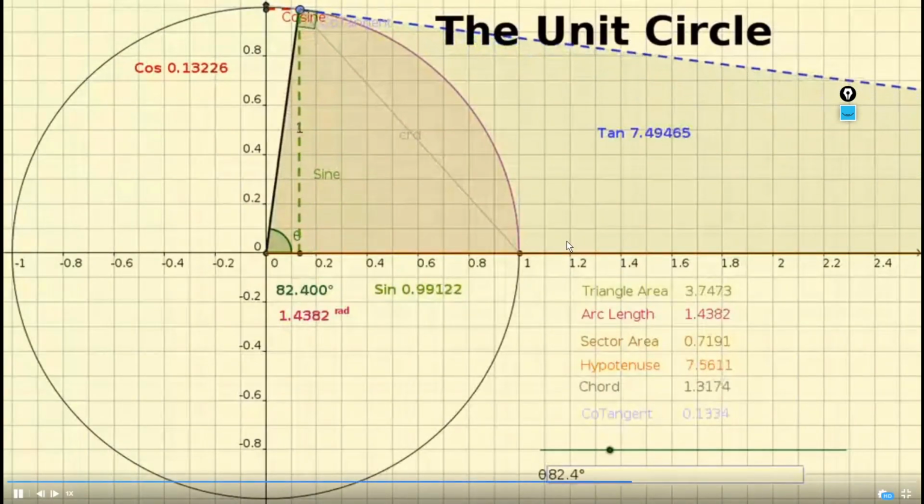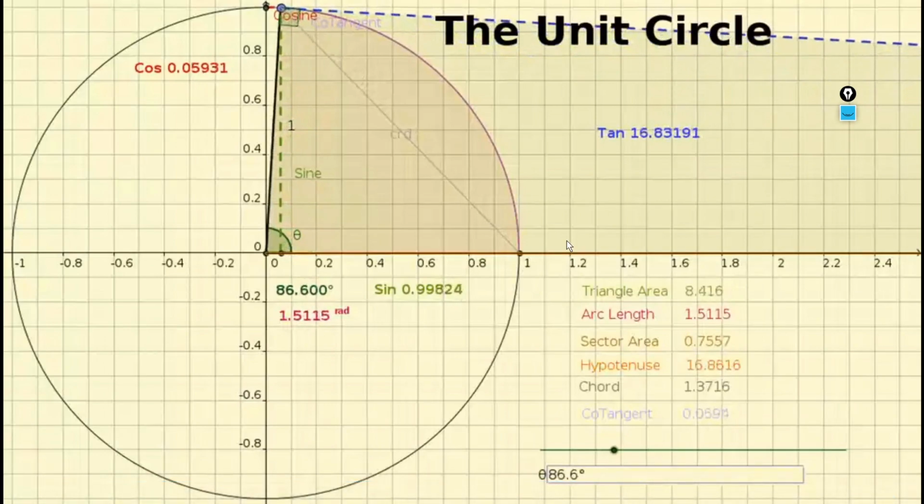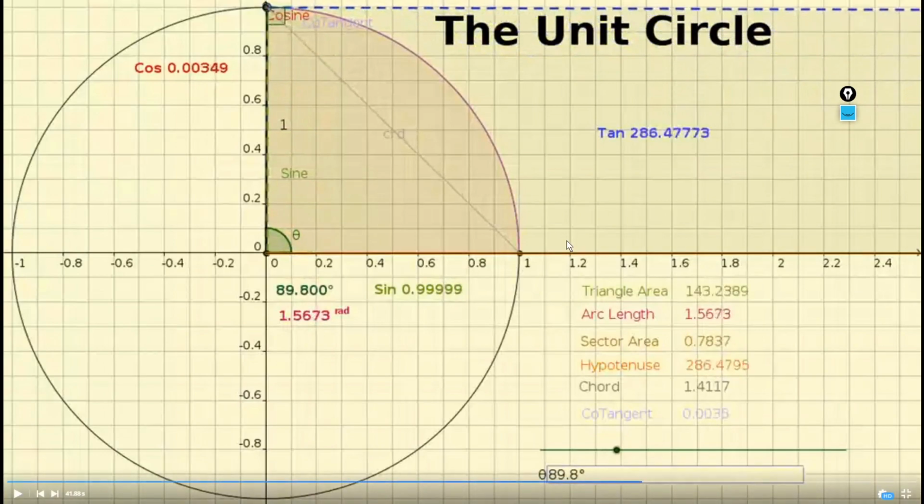Almost there. Pretty, oh, it's so close. Okay, so sine of 0.9999.